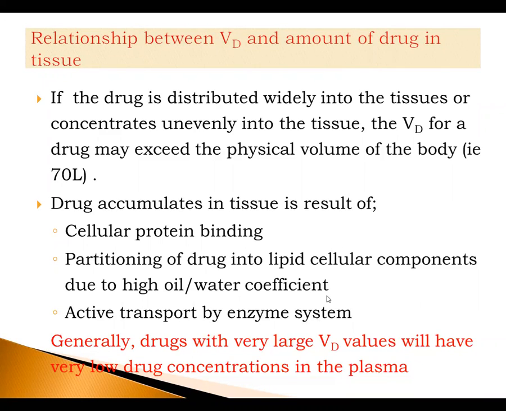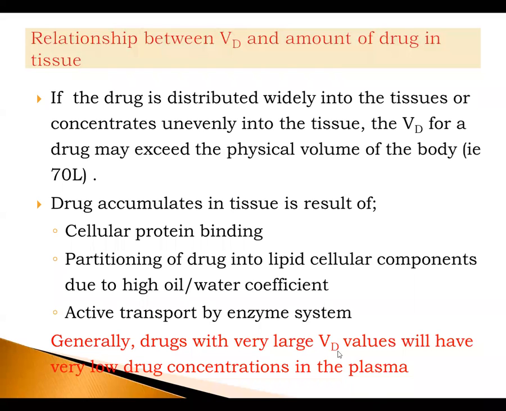Because the drug has more affinity towards the particular tissue, more drug starts getting accumulated in the tissue, and because of that, when you calculate the volume of distribution, the value will be much higher. Why does that value become higher?